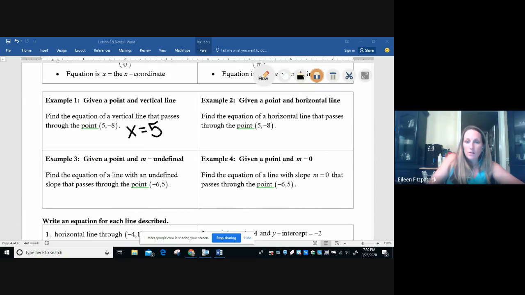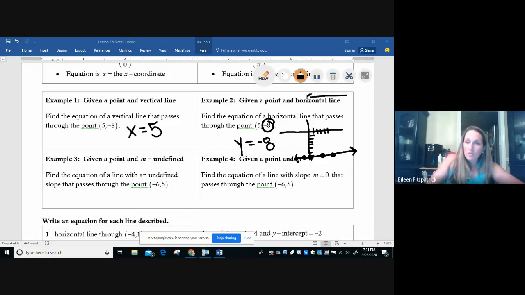All right, the next one, if you're given a point and a horizontal line that goes through it, same kind of idea. Let's plot the point. So 1, 2, 3, 4, 5, 1, 2, 3, 4, 5, 6, 7, 8, something like right there. And now I have a horizontal line. What do all the points on that horizontal line have in common? If I was to ask you, what's the coordinate of this point? You would say it's like, I don't know, 3, -8. What about this point? 0, -8. What about this point? -1, -8. They all have a y coordinate of -8. So it's y equals -8.